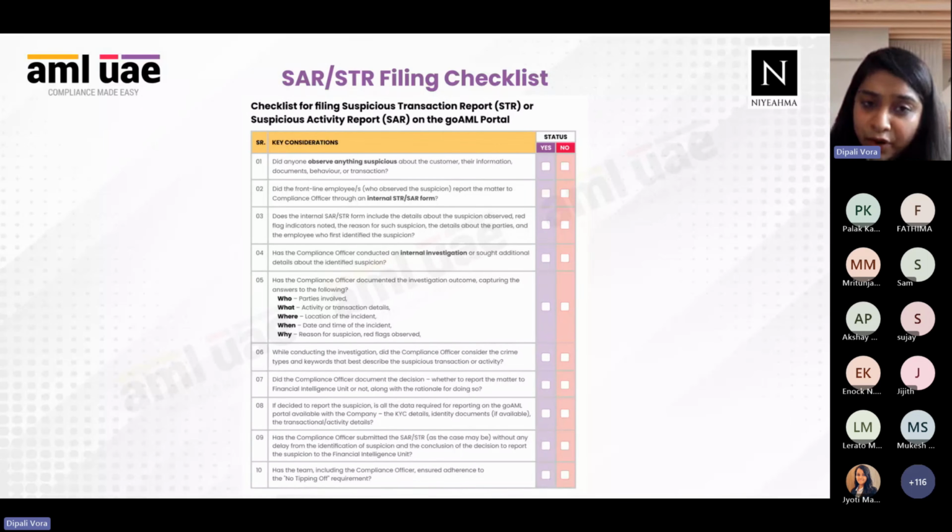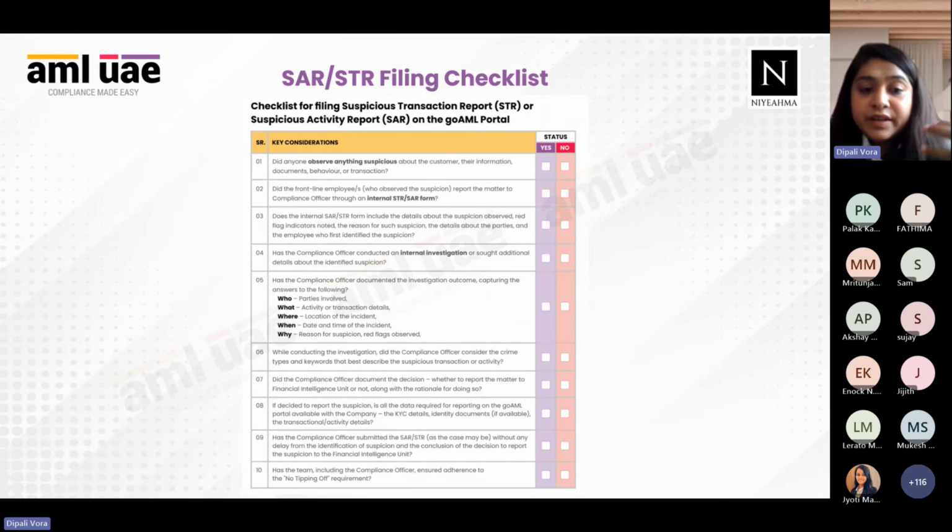So the employee, the person who is facing the customer and has observed that, can report it effectively and give as much information as is available with him through this internal SAR, internal STR form. Now, has the compliance officer internally investigated, and documented who were the parties involved, what was the activity, or if there was a transaction, what was the location of that incident, what is the date and time of that incident, and why was this internal SAR STR filed.